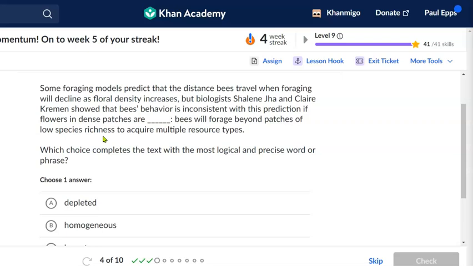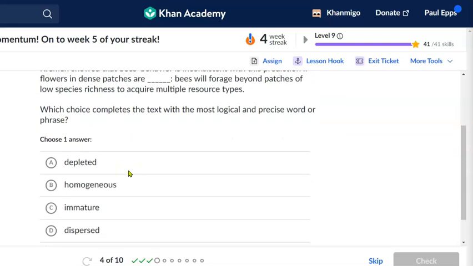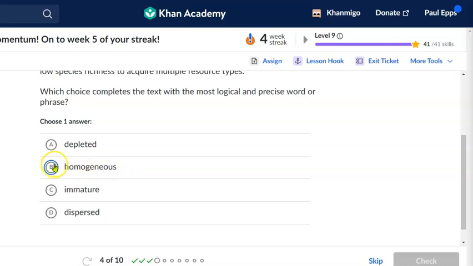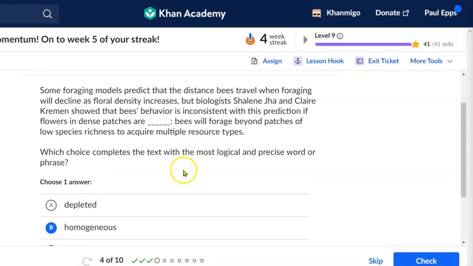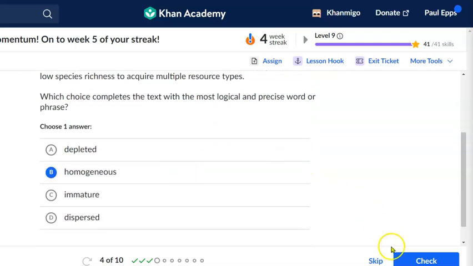Okay, so what they're saying is, floral density. You can have a lot of floral density, but if they're all the same kind of flowers, then the bees will go further to acquire multiple resource types. So flowers in dense patches are homogeneous is what we're looking for. They will bypass those to get multiple resource types.